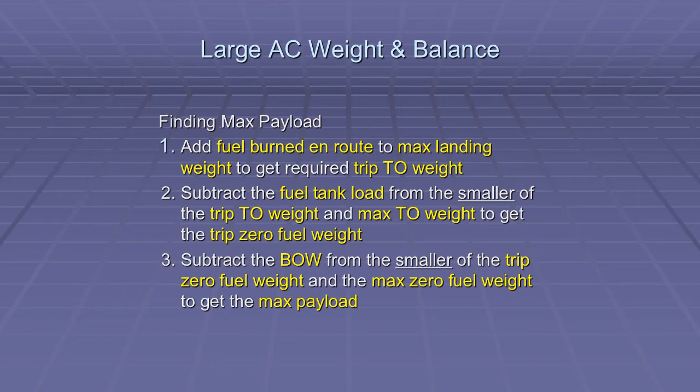To find the maximum payload possible for a given flight, we will first add the fuel burnt en route to the maximum landing weight to get the required trip takeoff weight. Next, we will subtract the fuel tank load from the smaller of the trip takeoff weight and the maximum takeoff weight to get the trip zero fuel weight. And then lastly, we will subtract the basic operating weight from the smaller of the trip zero fuel weight and the max zero fuel weight to get the maximum payload.